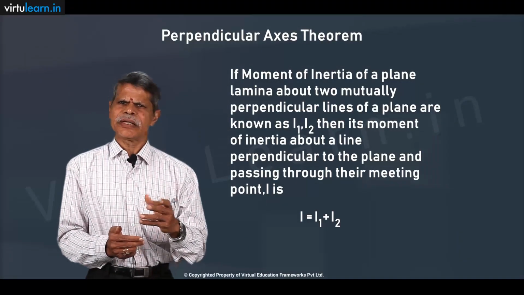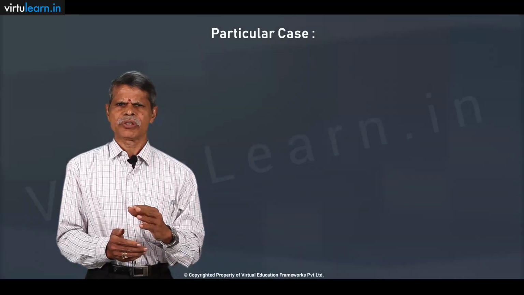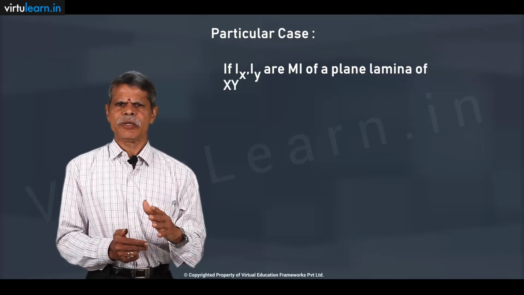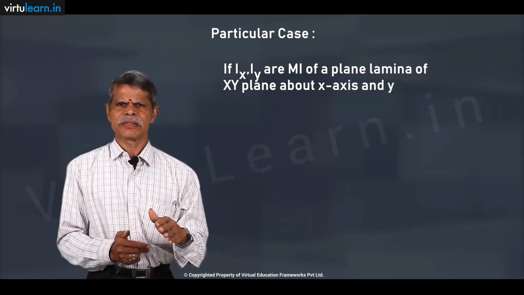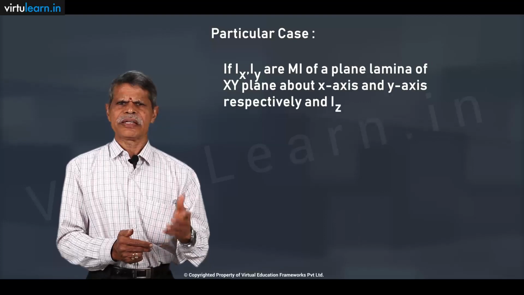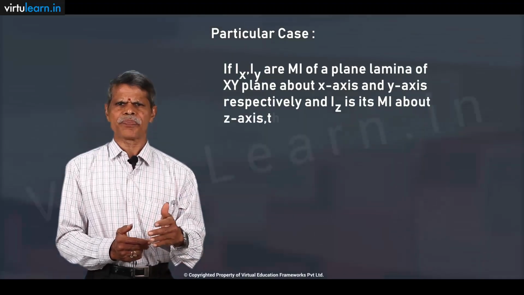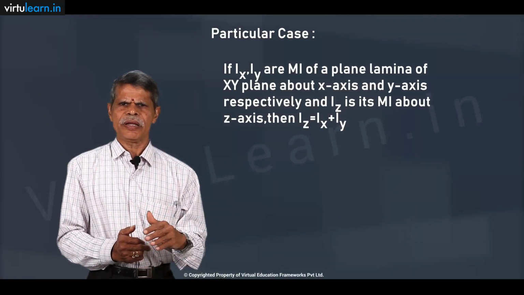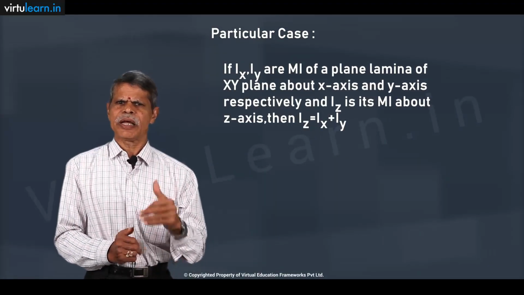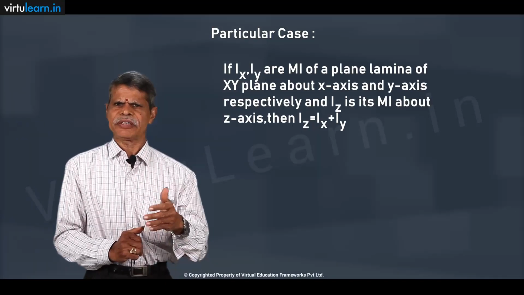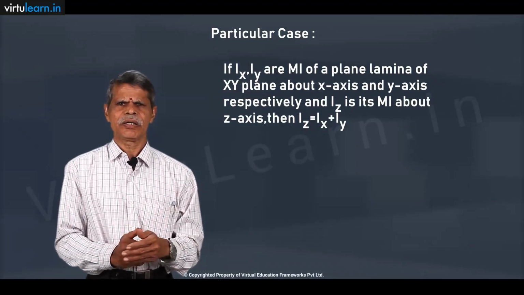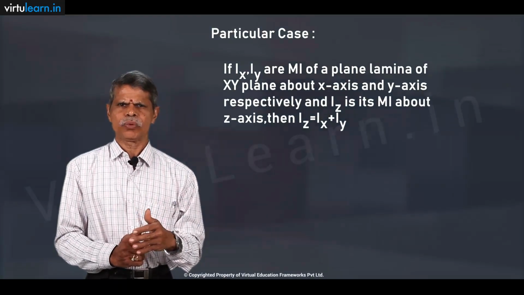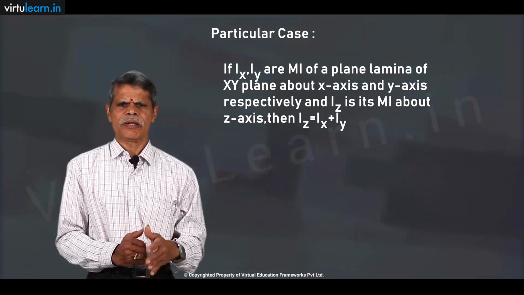To understand this, let us consider a particular case. Suppose the moment of inertia of a plane lamina of the xy plane about the x-axis and y-axis, that is Ix and Iy, are known. Then the moment of inertia of the lamina about the z-axis, that means the line passing through the point of intersection of the x-axis and y-axis, denoted by Iz, is given by Iz is equal to Ix plus Iy.